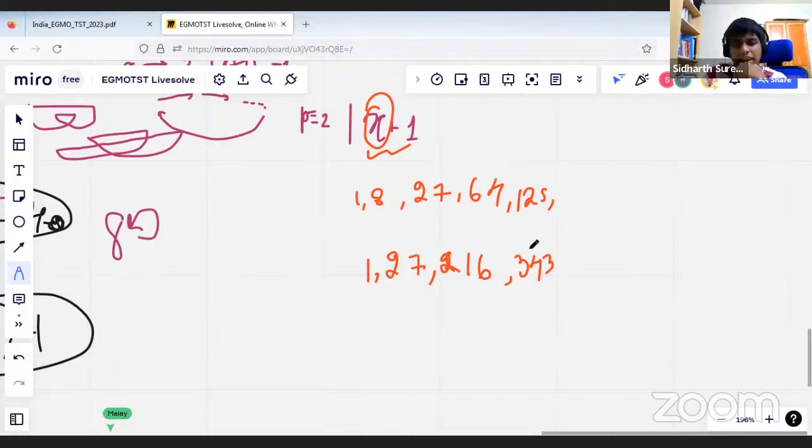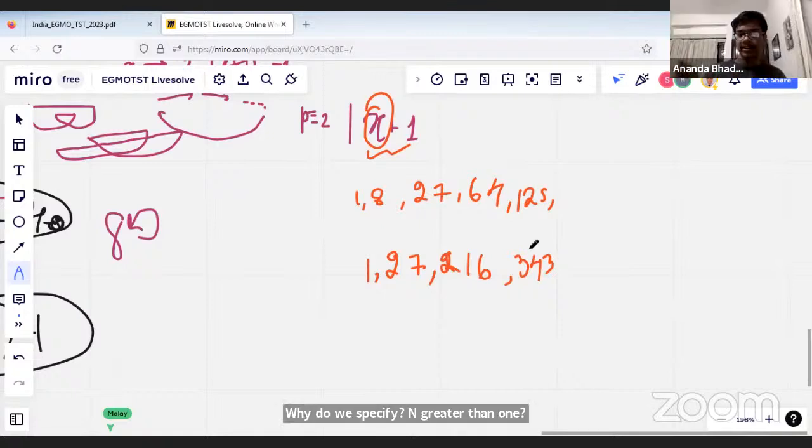Why did they specify n greater than 1? That feels unusual, because one cycles to itself. One goes through though, because one is a cube. Oh, okay, okay.